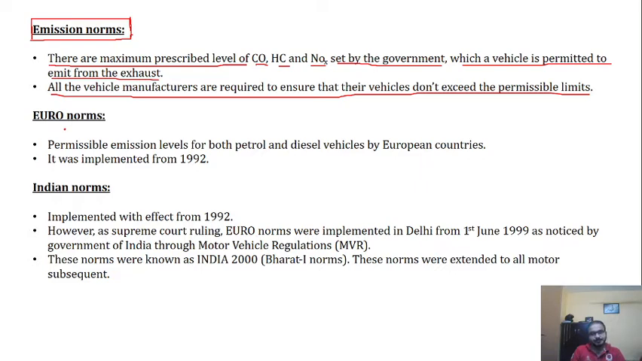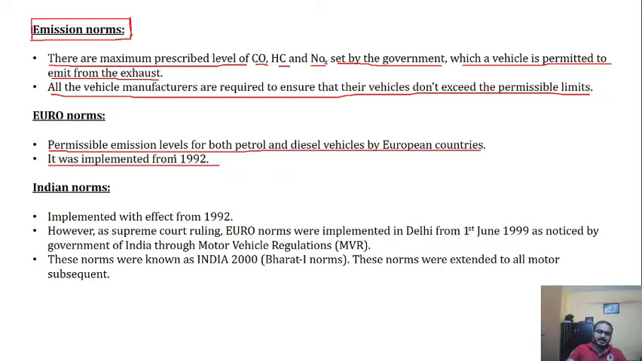So here are the permissible emission levels for both petrol and diesel vehicles set by European countries, and it was implemented from 1992. So it is just a matter of 30 years ago when these norms were implemented.